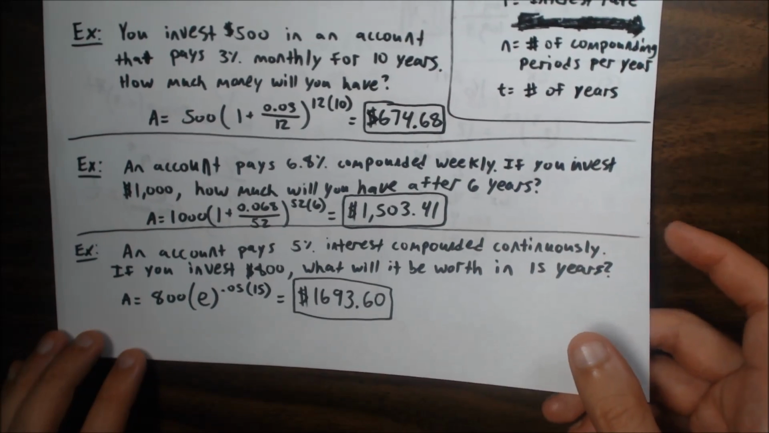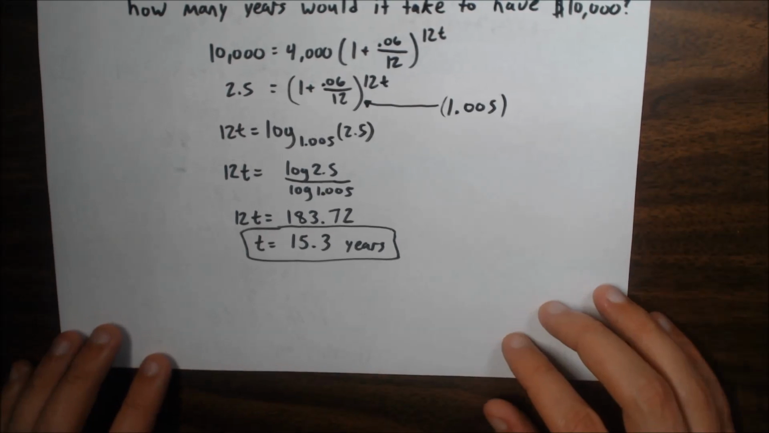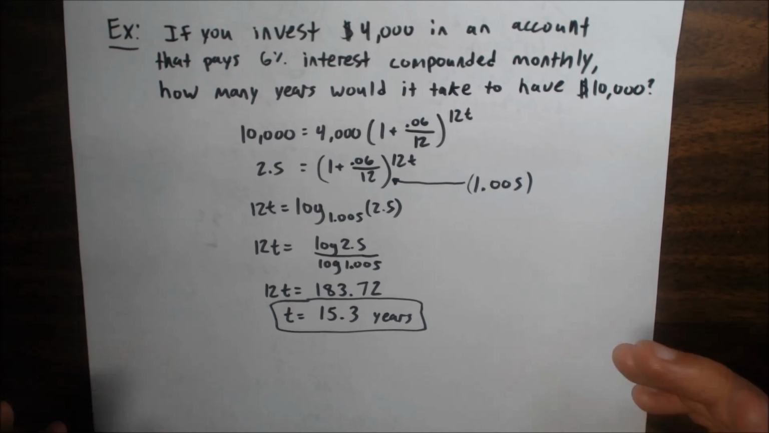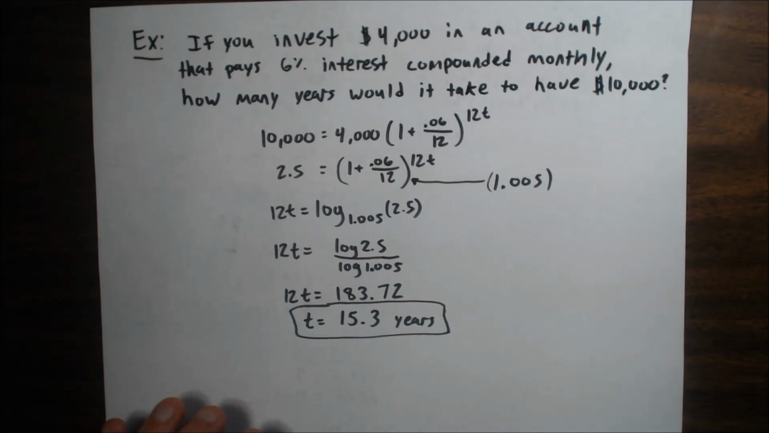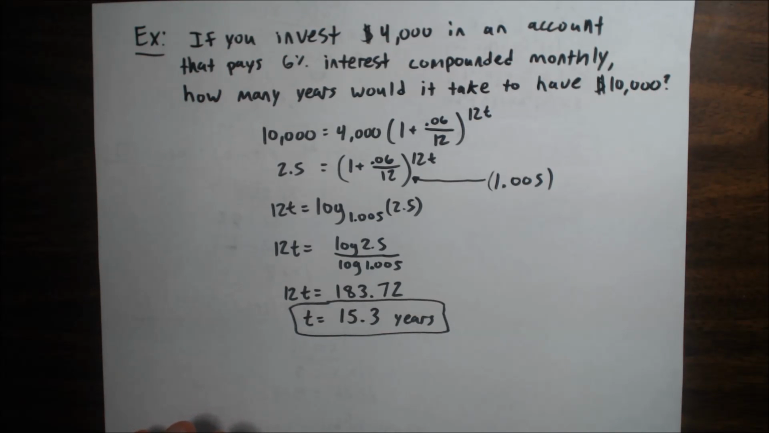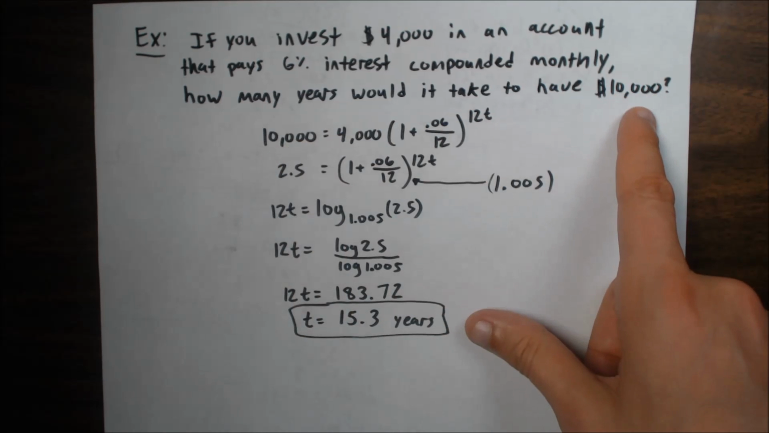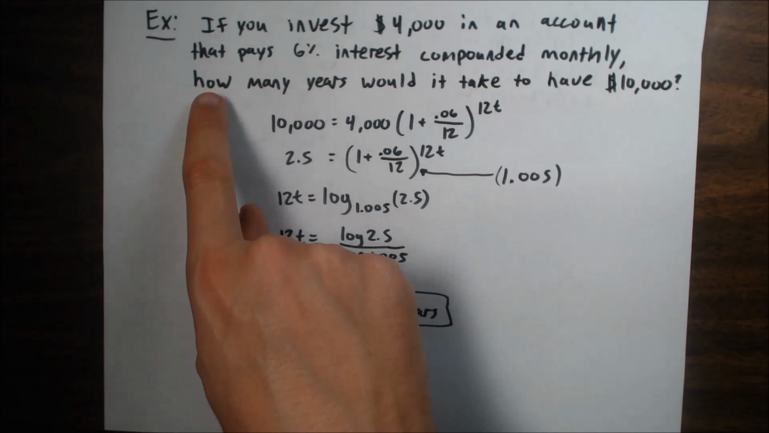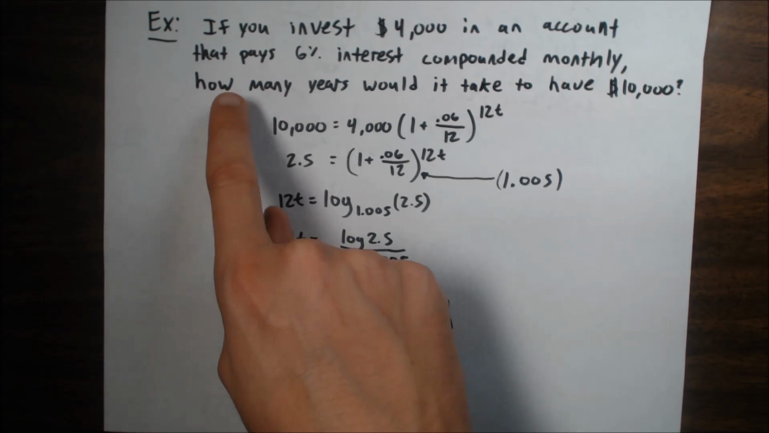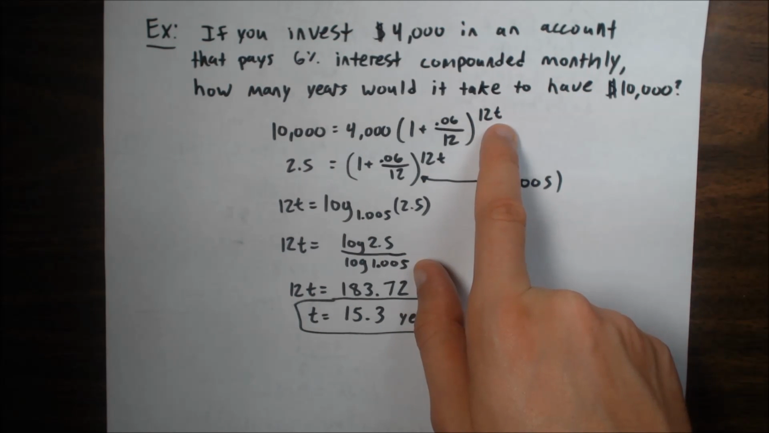All right, so a couple other things we can do with this. Here's one more example. It's another way of thinking about it, a different type of problem you could be asked. If you invest $4,000 in an account that pays 6% interest compounded monthly, how many years would it take to have 10,000? So what we're doing here is one of those problems where we're working backwards. They're giving you the ending amount and the starting amount, and they're just saying how long would it take to get there. So we're not looking for the left side of the equation. We know that. We want 10,000 at the end when we started with 4,000. What we don't know is how long, how many years. Think about where's the question mark? What are they asking? How many years? That means T is the unknown.